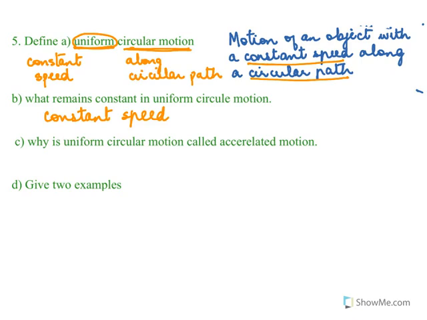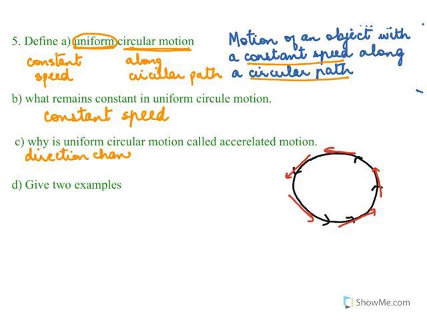Why is uniform circular motion called accelerated motion? When an object moves along a circular path, the speed is constant, but its direction keeps changing at every point. So its velocity keeps changing. So it is called accelerated motion. So we can write: direction changes, and because direction changes, velocity changes, and if velocity changes, it is said to be accelerated motion.